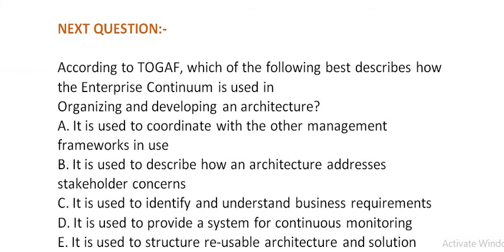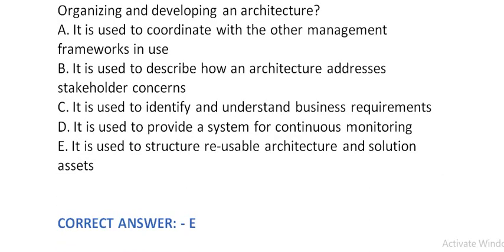Option B, it is used to describe how an architecture addresses stakeholder concerns. Option C, it is used to identify and understand business requirements. Option D, it is used to provide a system for continuous monitoring. And option E, it is used to structure reusable architecture and solution assets. And the correct answer is option E.